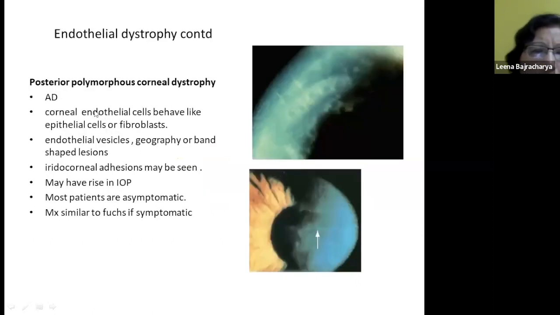Posterior polymorphous corneal dystrophy is another type of endothelial dystrophy, which is autosomal dominant and not very common. You can see geographic lesions and vesicles. It may mimic iridocorneal adhesion and may have a rise in IOP. Patients may be asymptomatic. If symptomatic, treatment is similar to Fuchs.